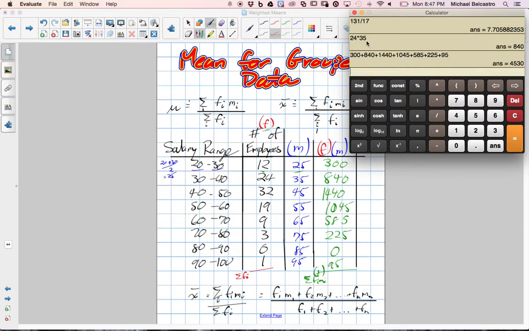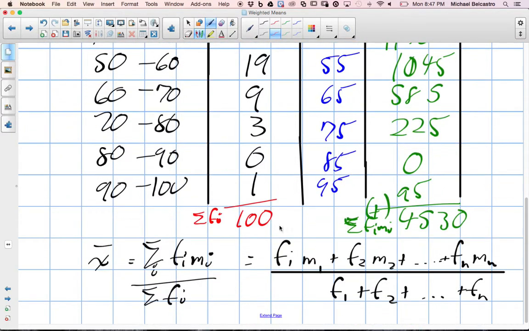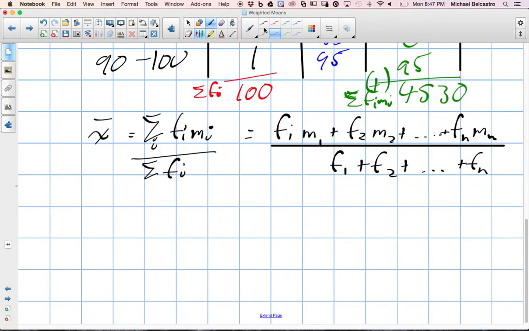Okay, I got 4530. I got 100. And you got 100? Oh, that's nice and easy. You got 100 for frequency. Excellent. So let's scroll down here. What that means is now that we have our values, our x bar is equal to 4,530, hopefully I did that right, divided by our 100. And luckily, that's just going to be 45.3. That should be our x bar.